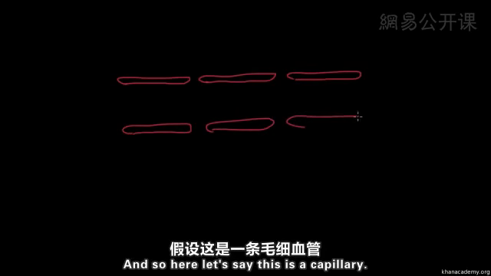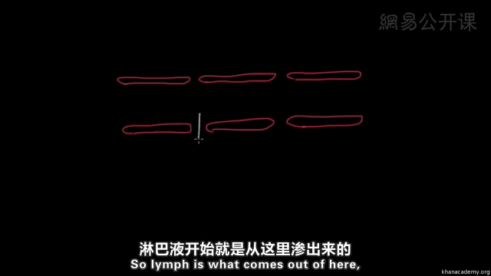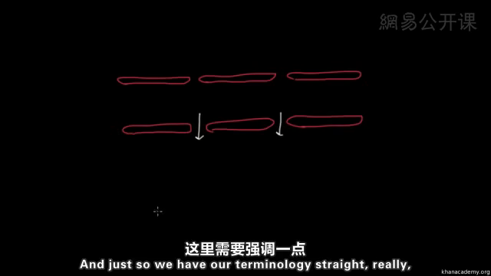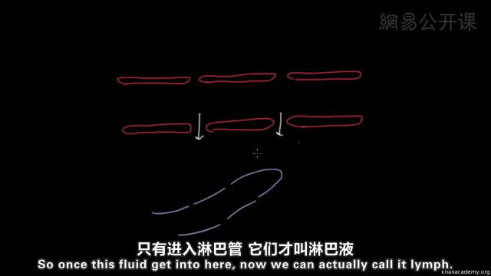And so here, let's say this is a capillary. I'm drawing the endothelial cells around the capillary. So lymph is what comes out of here, what's squeezed out through the little holes between the capillaries. And just so we have our terminology straight, really lymph is only called lymph once it gets into the lymphatic vessels. So once this fluid gets into here, now we can actually call it lymph.